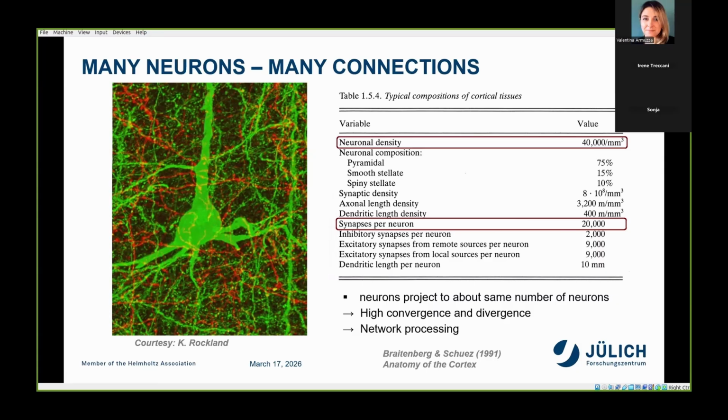So what you have, at least in cortex, is a heavy mixing machine, where you have a huge convergence on each individual neuron and a high divergence from each individual neuron. How can that be made sense of? Yeah. And this speaks very much to my understanding for network processing.